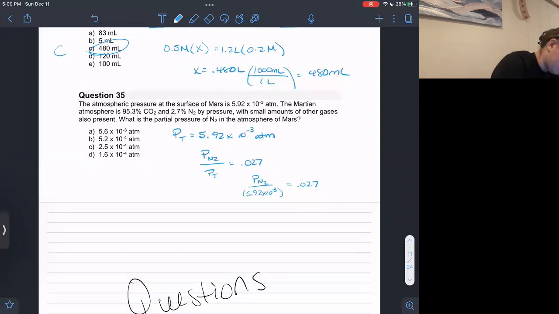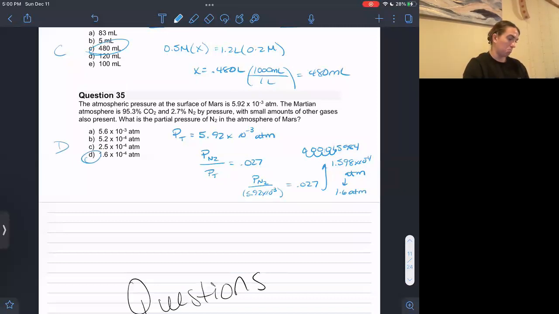And I get 0.00015984. Then I want to convert this to scientific notation. This is 1.598 times 10⁻⁴ atm, so about 1.6 times 10⁻⁴ atm, which is D. Okay, I'm feeling okay about that one. I think that one's correct, because the partial pressure is just made up of the percentage and the moles there. So I think the way we found that is good to go.